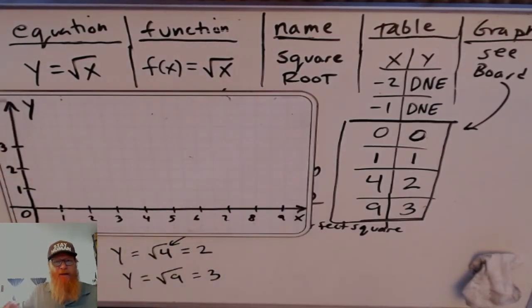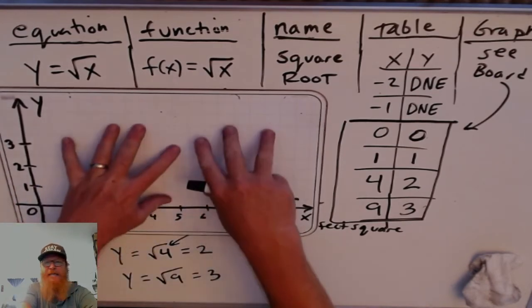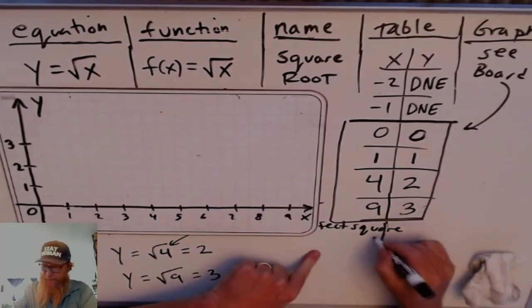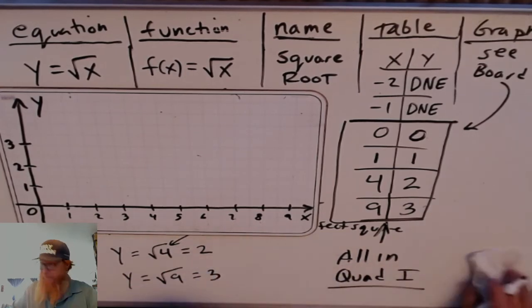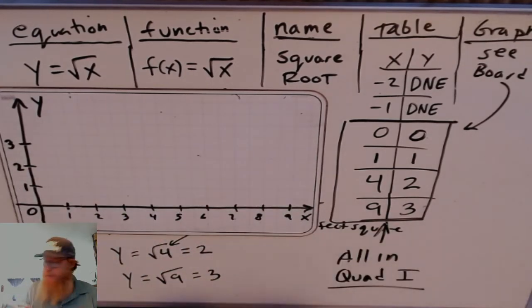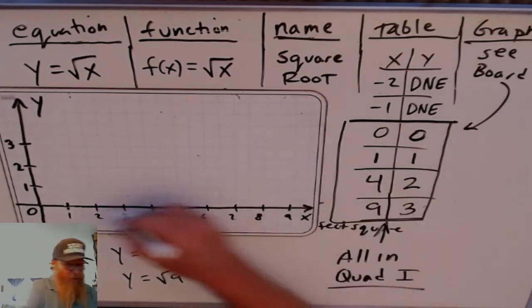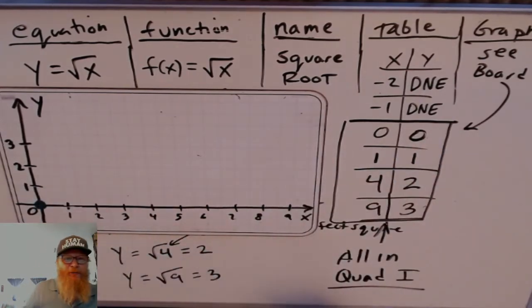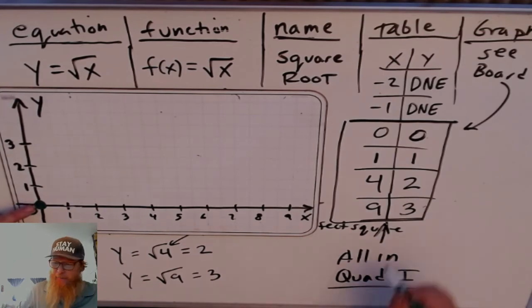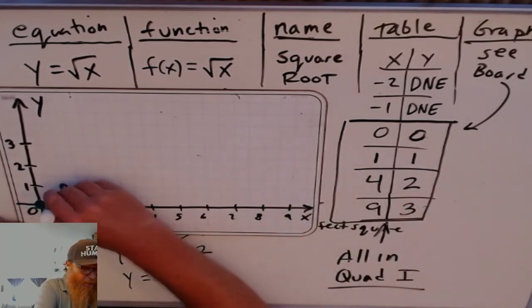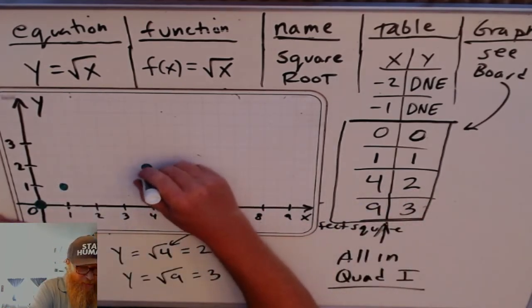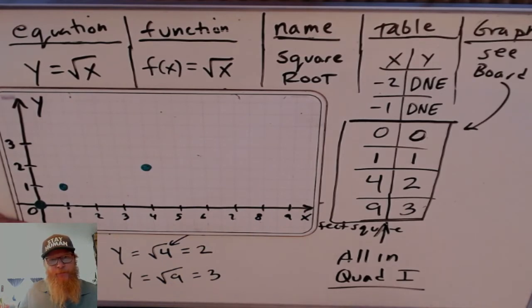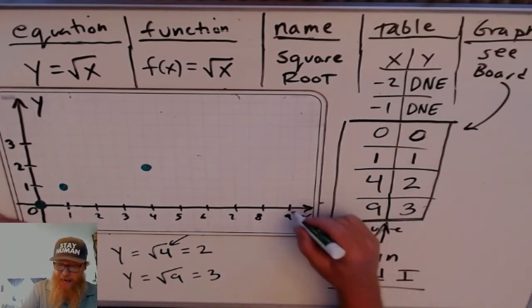So here's my graphing board. I only need quadrant 1. Yeah. So all in quadrant 1. I don't need any of the other quadrants. So 0, 0, right there at the origin. We call that the terminal point. The graph does not go past that point. 1, 1, right here. 4, 2, right here. 4, 2. And 9, 3.